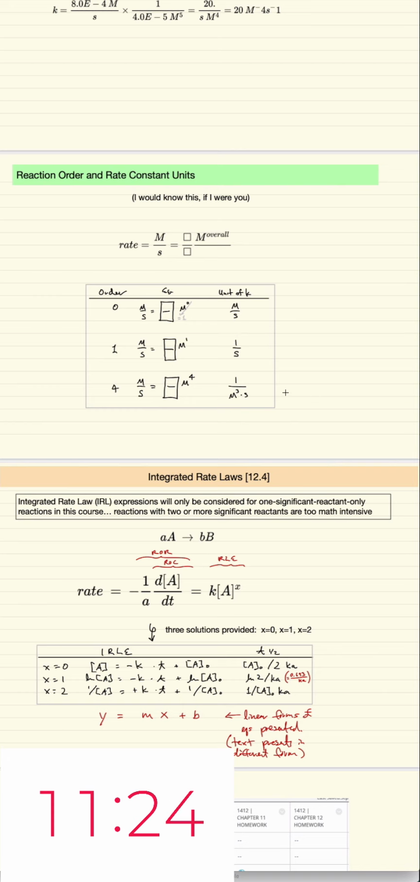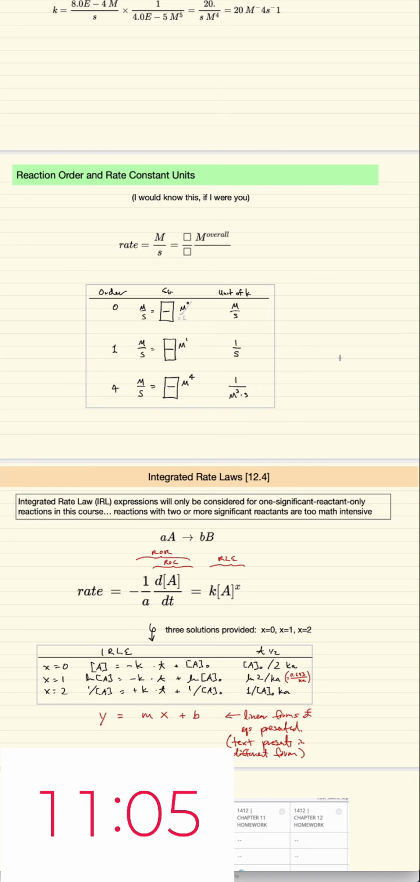And finally, I'll take a really goofy one. Let's say I have a fourth order reaction, M to the fourth. Well, how do I turn M to the fourth into an M to the 1 divided by second? Easy. I get rid of 3 of the 4 M's by putting M cubed in the bottom. And I put an S in the bottom because an S shows up.